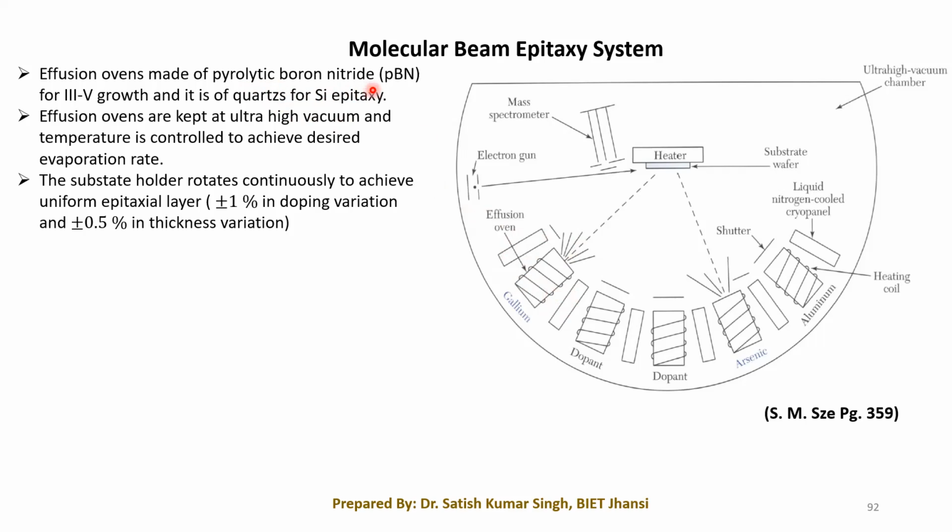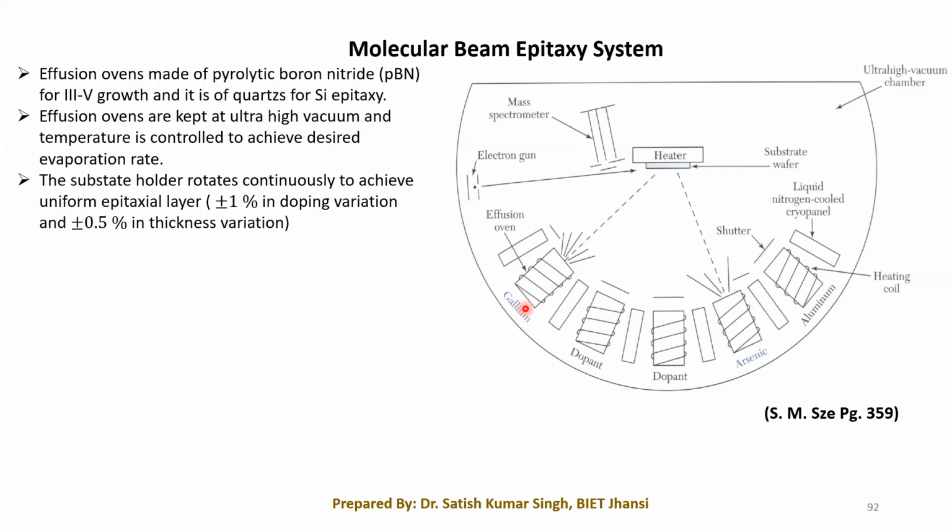If we want to go for the 3-5 growth, a compound semiconductor made up of group number 3 and group number 5, like gallium arsenide, then it should be made up of this pyrolytic boron nitride. And it can be of quartz if it is silicon we want to grow. If we want to go for silicon epitaxy, then we can have it made of quartz material. Okay, so that we have to remember.